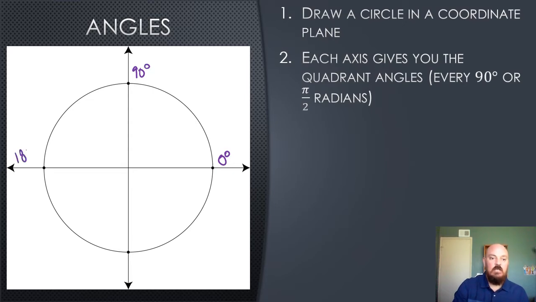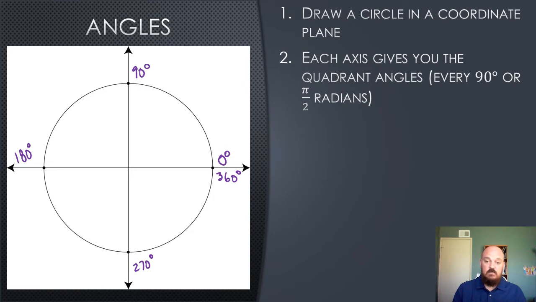Over here would be 180. The bottom would be 270. And then the end of the unit circle would be 360. So 360 and 0 are the same. The unit circle ends where it begins after one full rotation, which would be 360 degrees.